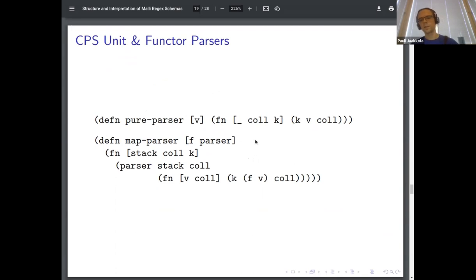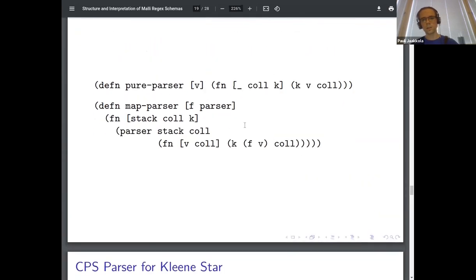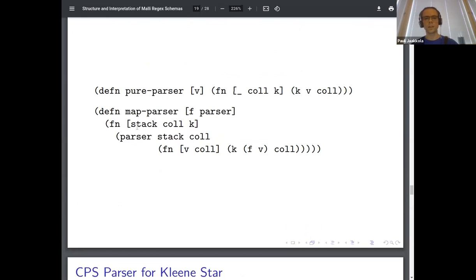And the unit and function parsers are also just like, we need to add the stack of backtracking points and the continuation, and then we return by calling the continuation here. A very mechanical thing. Some compilers do this CPS conversion automatically as part of compilation, so it really is quite mechanical, although usually they don't have this stack of backtracking points to deal with.